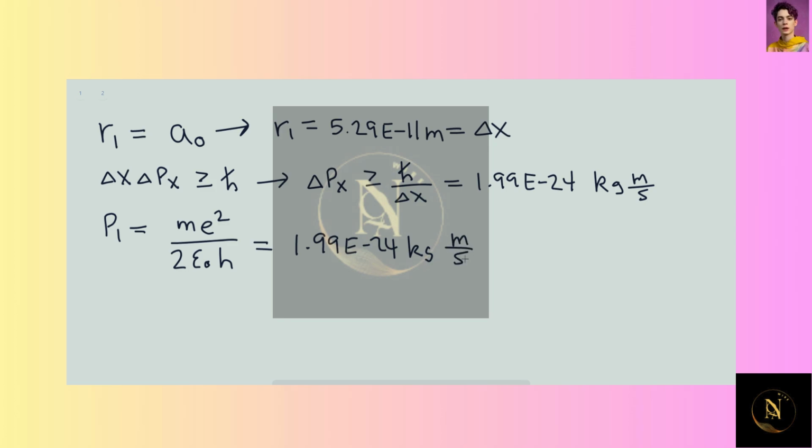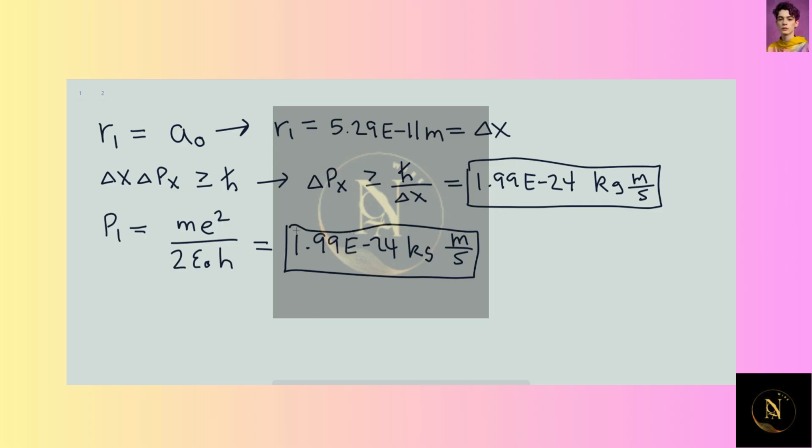So interestingly, the predicted uncertainty in momentum for this electron is actually equal to its actual momentum in this particular energy state. And that's the main result that we're interested in.